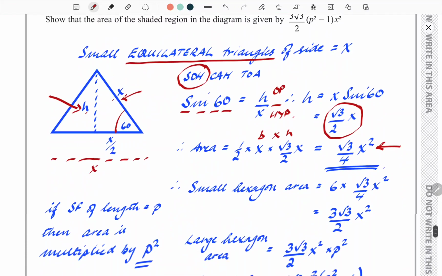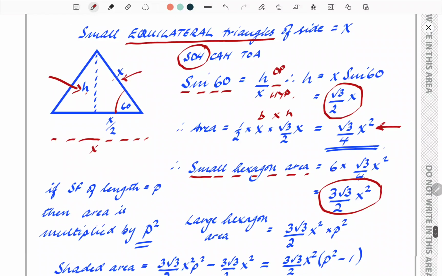all right? So the small hexagon in total, because there are 6 of those equilateral triangles, that's going to give us 3 times root 3 over 2 times x squared. So 6 divided by 4, 3 over 2, okay? So that's the area of the small hexagon.